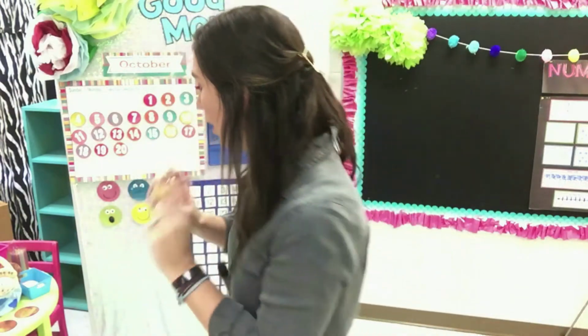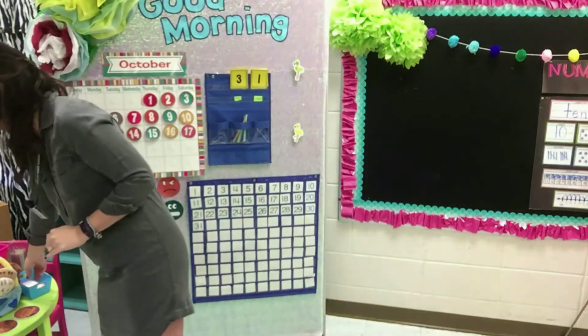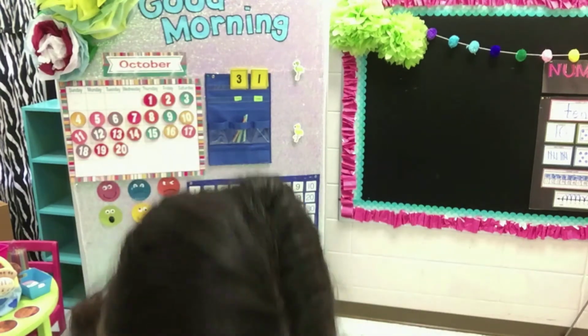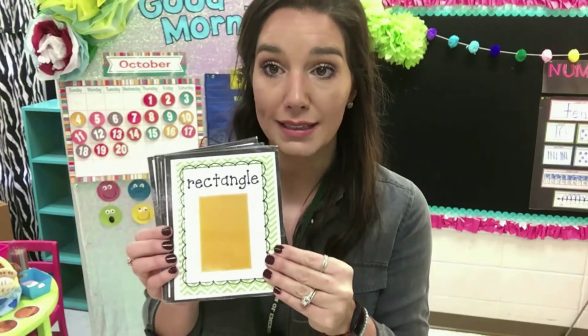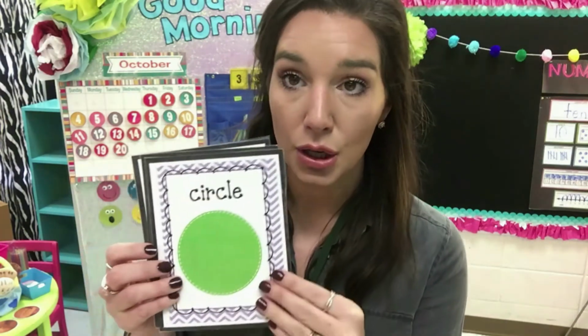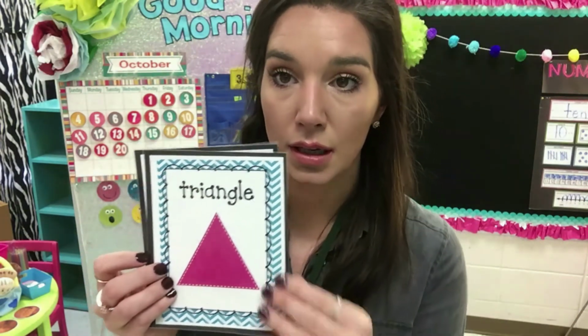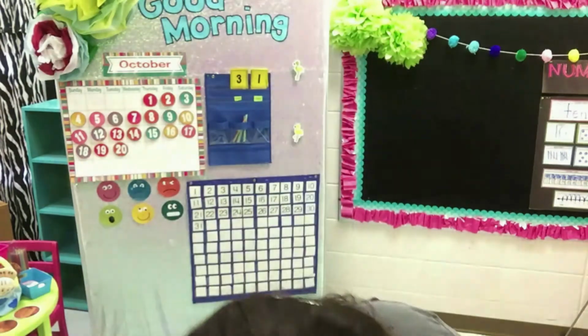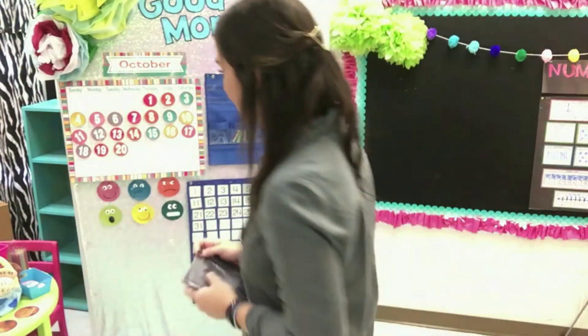Okay, so let's go over all the shapes that we know so far. Are you ready? We'll start with our shape of the day, and then we'll keep going. What's this? Sphere. Good job. Rectangle. Now we're in our 2D shapes, aren't we? We're in our flat shapes. Rectangle. Hexagon. Circle. Triangle. Square. Good job.